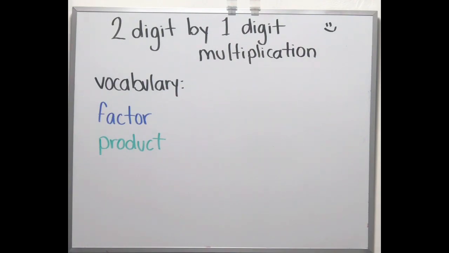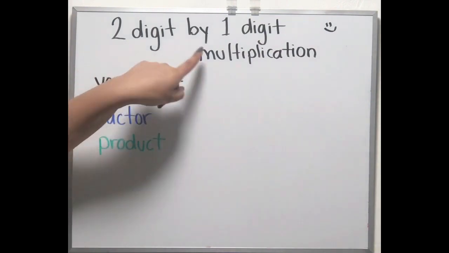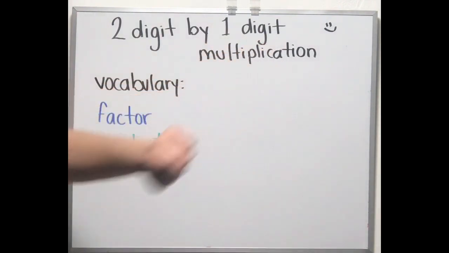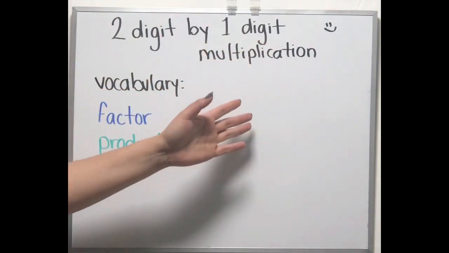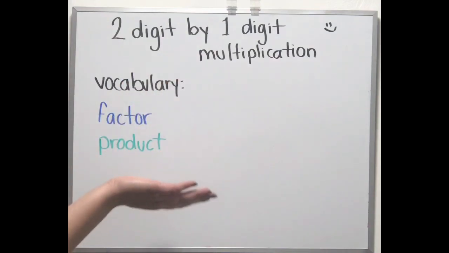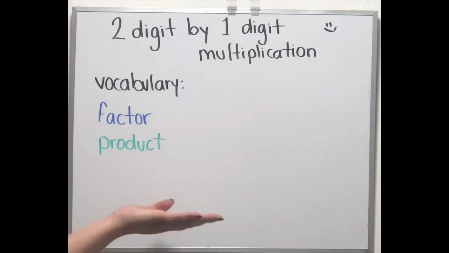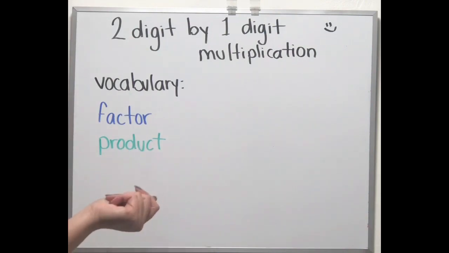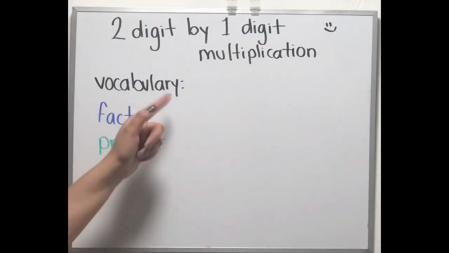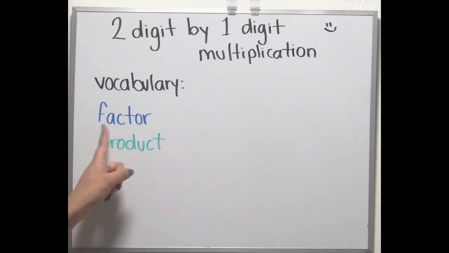This is Miss Anna. For today's video, we're going to be working with a 2-digit by 1-digit multiplication. First, if you already know this topic, use this video as a review. And if you don't, pay close attention. We're going to start reviewing the vocabulary, okay? Factor is the number you're going to use to multiply times another number.